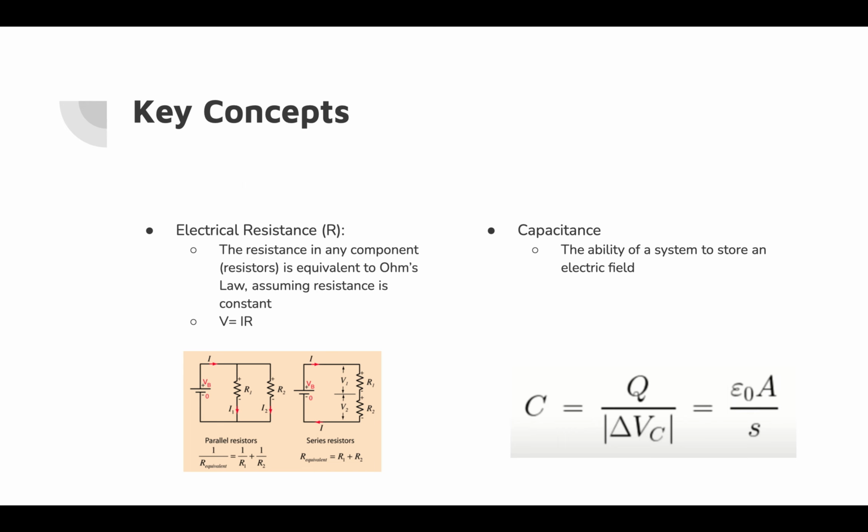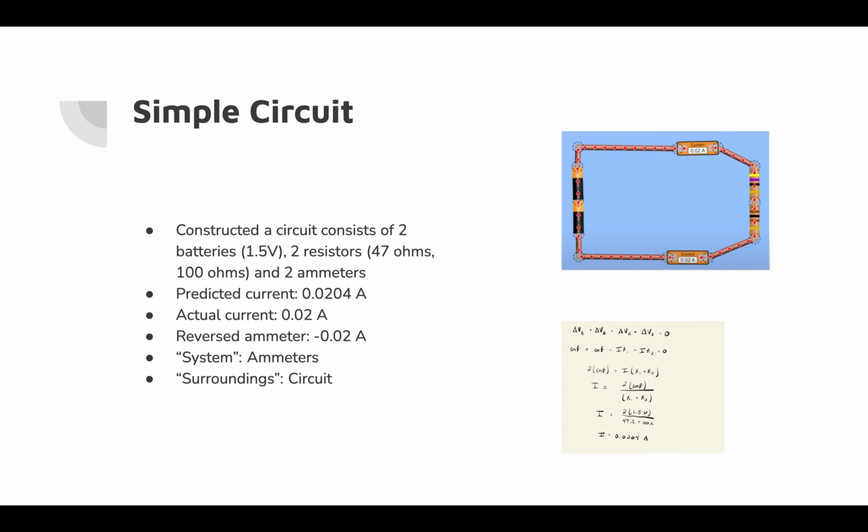electric field. In a simple circuit, we constructed a circuit consisting of 2 batteries, 2 resistors, and 2 ammeters. The predicted current was 0.0204 amperes, the actual current was 0.02 amperes, and the reverse ammeter was negative 0.02 amperes. And this is demonstrated through the loop and node rule.